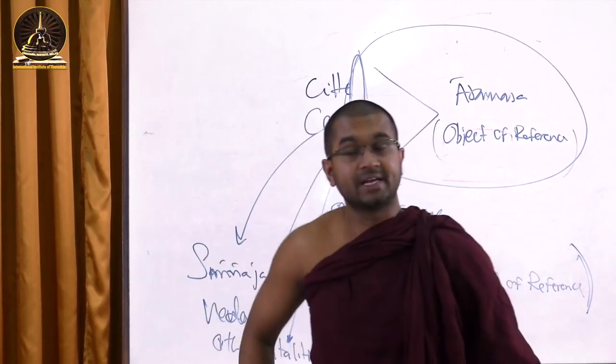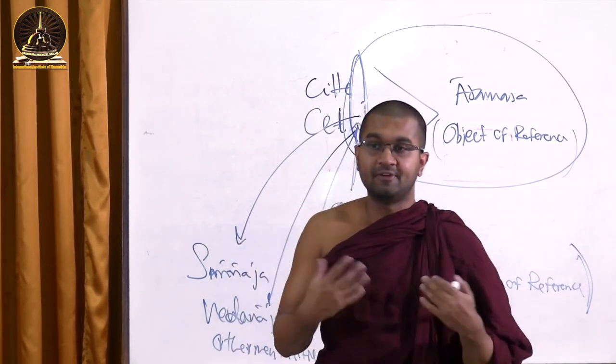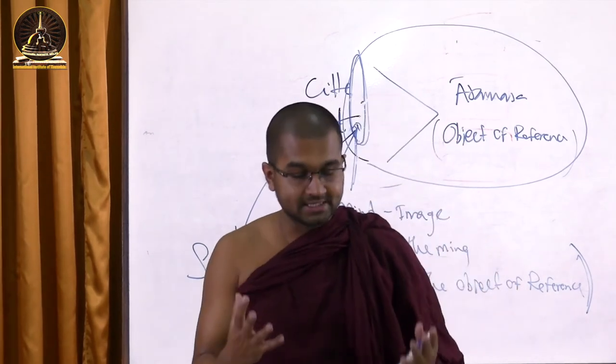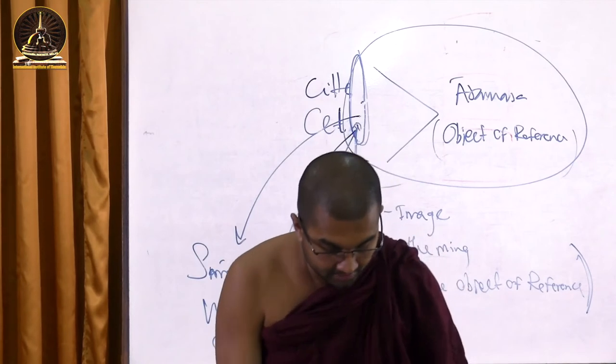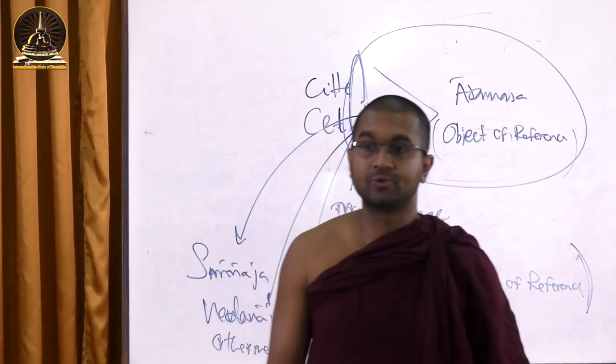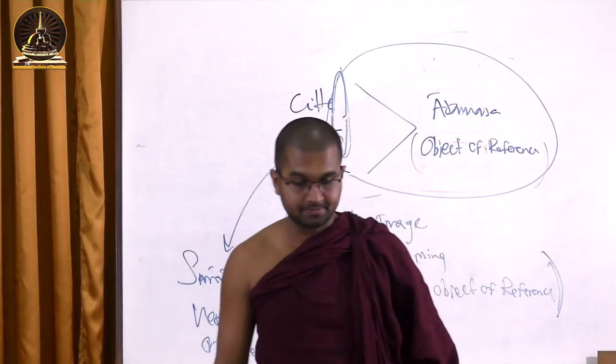Sometimes you may see words like kusala arammana mentioned when it comes to the javana level. But mostly the objects are defined as lobaniya, dosaniya, mohaniya. The pleasant object is lobaniya, the unpleasant object is dosaniya, and pleasant, unpleasant or neutral objects are mohaniya.